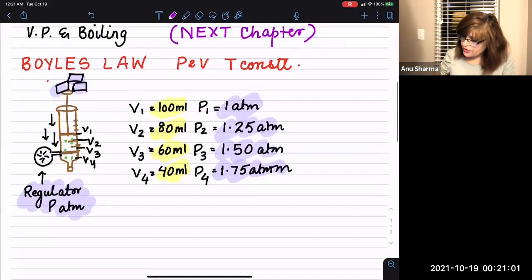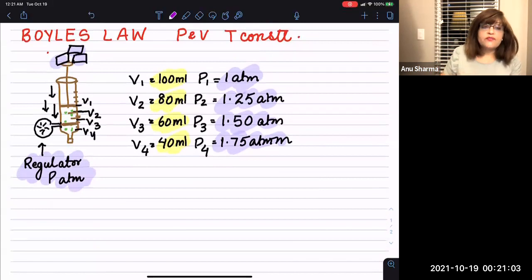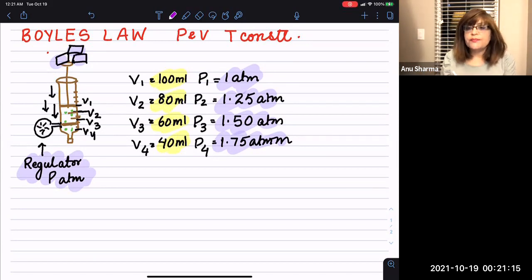Okay, let's look at Boyle's law first of all. Anytime we are studying gases and trying to quantify a gas, what we generally do is put it in a syringe. Now in the syringe, there is a regulator. The regulator measures the pressure in atm. And now let's just make this a little clearer.